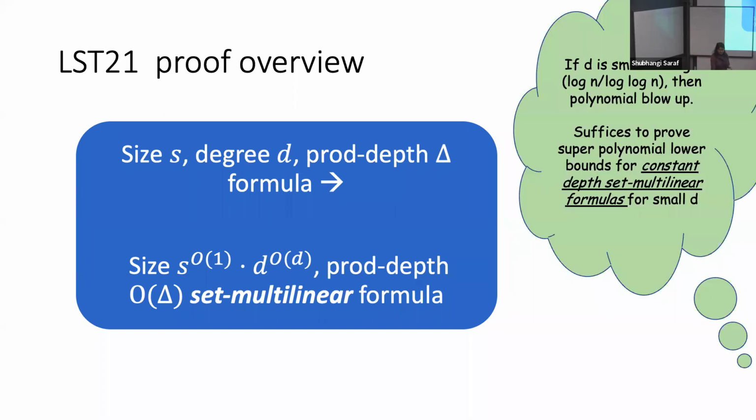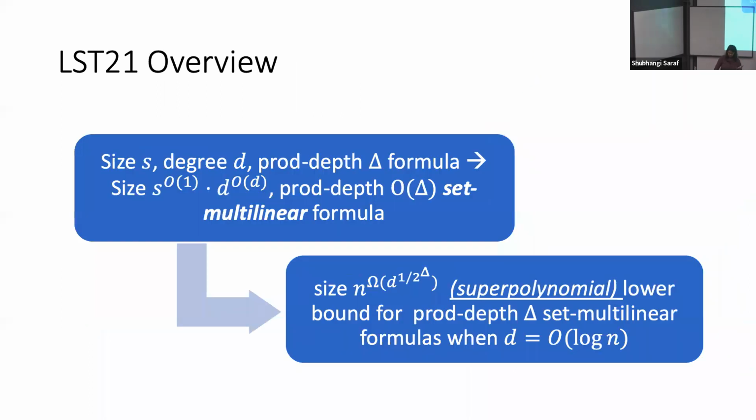Which means in this regime, if you prove lower bounds for set multilinear constant depth formulas, it implies lower bounds for regular constant depth formulas. And their main result was to prove lower bounds for these general constant depth formulas. They observed that, look, we just need to prove lower bounds for constant depth set multilinear formulas, as long as you can do it in the regime when the degree is small. As long as you can prove the super polynomial lower bounds when degree is small, you're fine. Good. So that's how they did it.